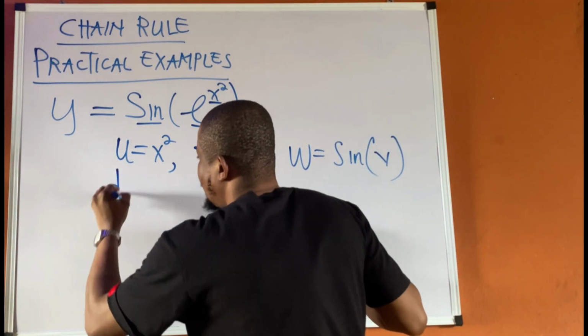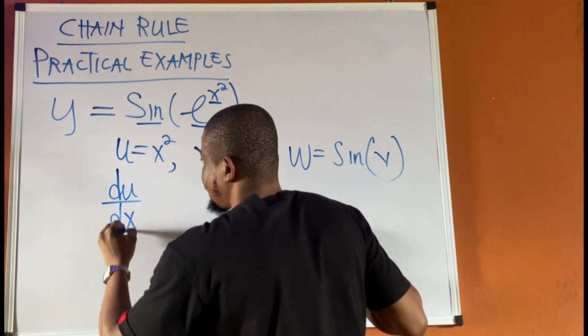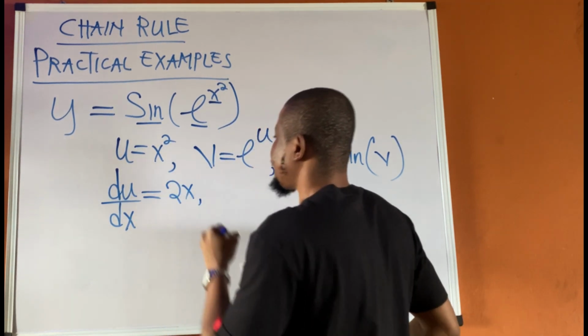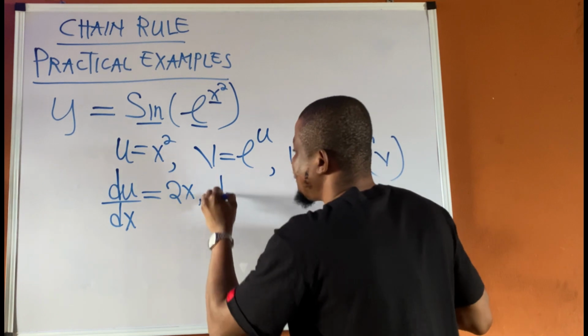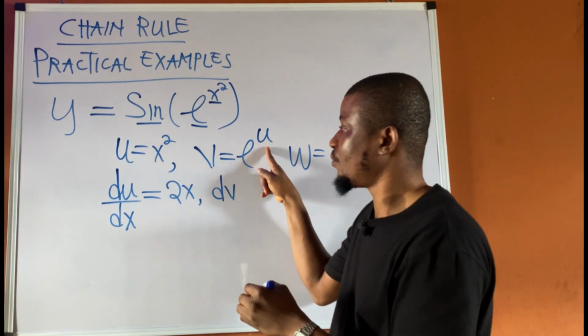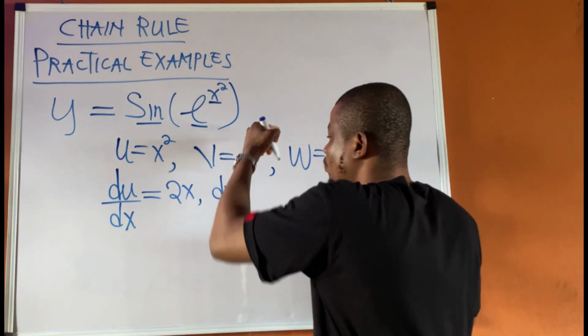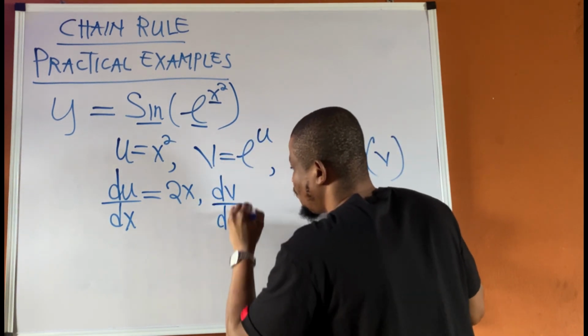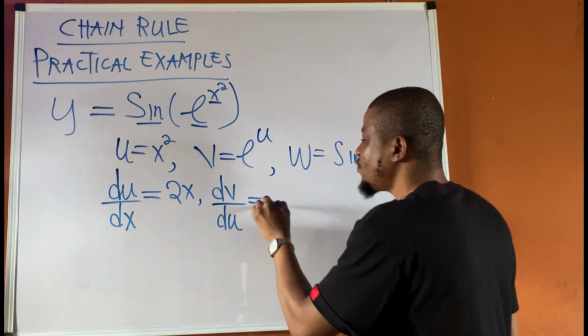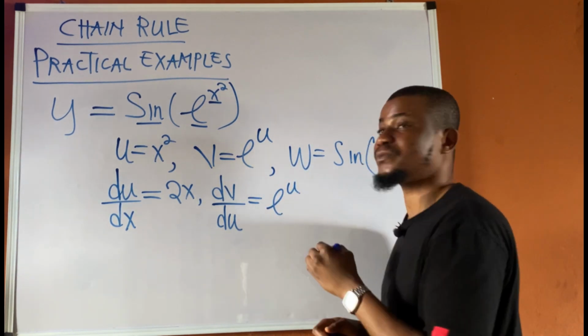I will have to find du/dx. If I differentiate x squared, I will have 2x, right? The next thing is to find dv. I will differentiate v with respect to u, because it's a function of u: dv/du. If I differentiate e^u, it is still e^u.